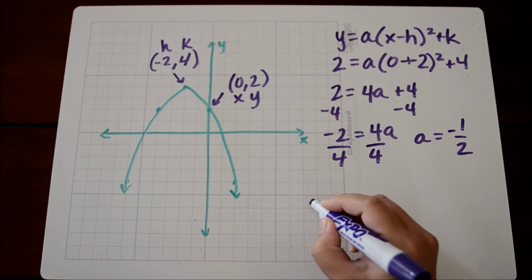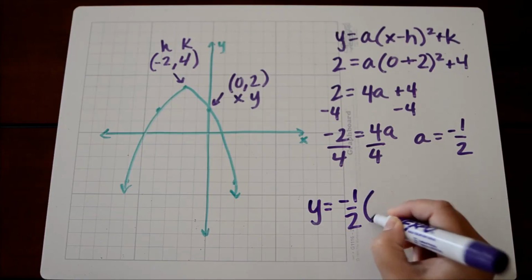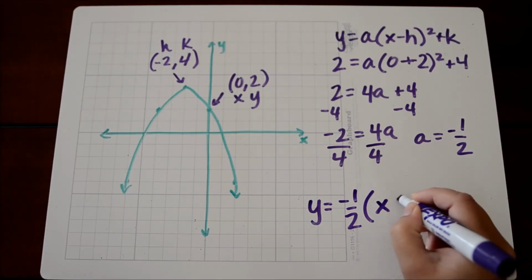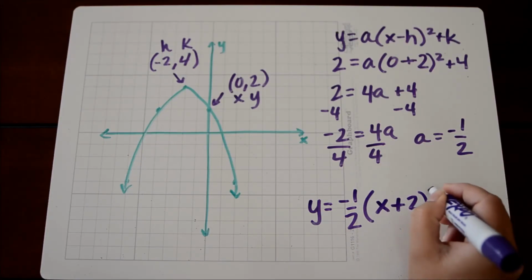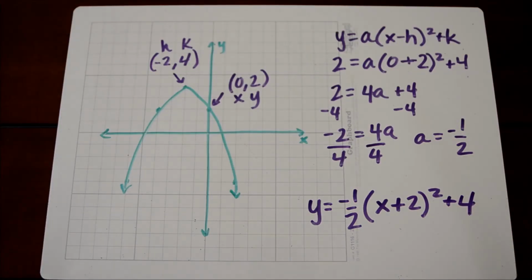So let's write y equals -1/2 times x plus 2, because minus the negative, squared plus 4. And that concludes our lesson on writing quadratic equations from a graph in vertex form.